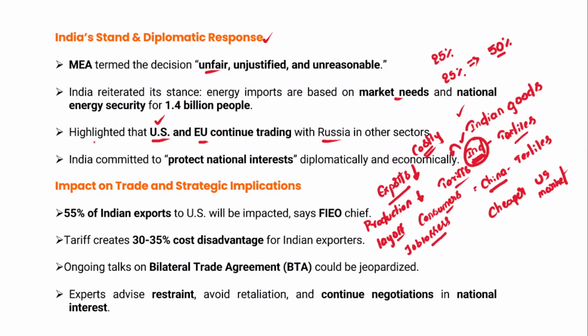Now, in fact, India also committed to protect its national interests diplomatically and economically. For India, energy security is very important. So one thing that we should highlight is energy security. Along with energy security, strategic autonomy is also another very important aspect for India, right? So energy security, strategic autonomy.